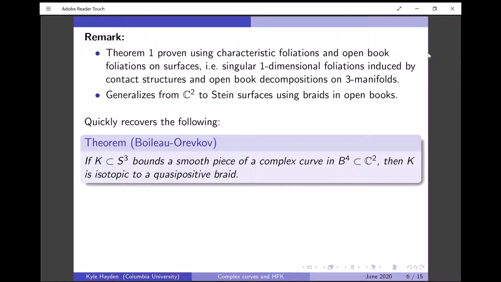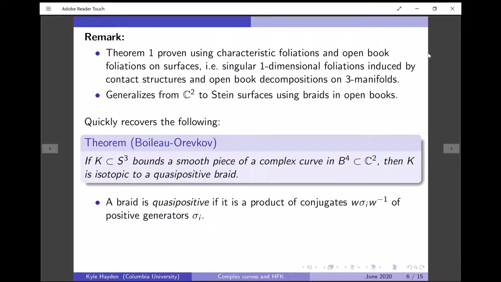So quasi-positive braids are a natural class of knots and links introduced by Lee Rudolph. And to define them precisely, we want to recall that a braid is said to be positive if it's a product of the positive standard generators of the braid group. The braid is quasi-positive if it's a product of conjugates of the positive generators. And so you're allowed to conjugate by arbitrary words. But the key is that this is a natural generalization of positive braids.